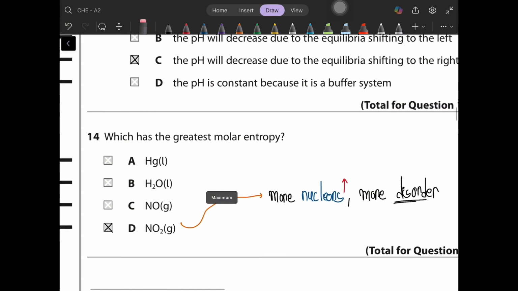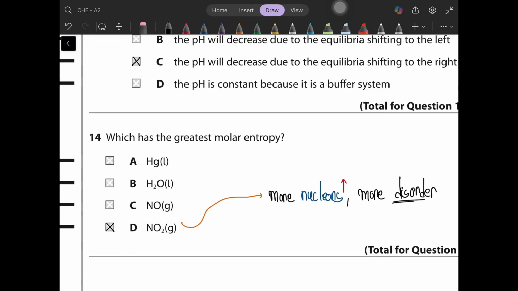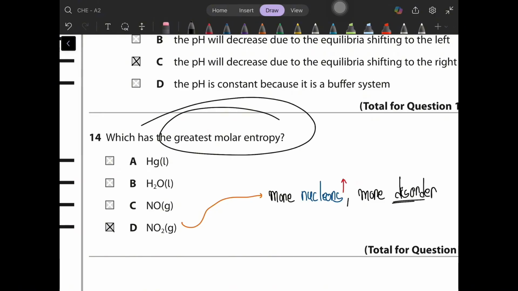Which has the greatest molar entropy, right? So the entropy of solid is less than liquid, which is less than gas, which means that gas has the highest entropy of everything, right? So this should be gas, this should be the two. However, the one that has more nucleons or higher molar mass would be more disordered. So from here, D is going to be more disordered. So the entropy of D is going to be the greatest. You basically have to remember this. This is a common question that generally appears.